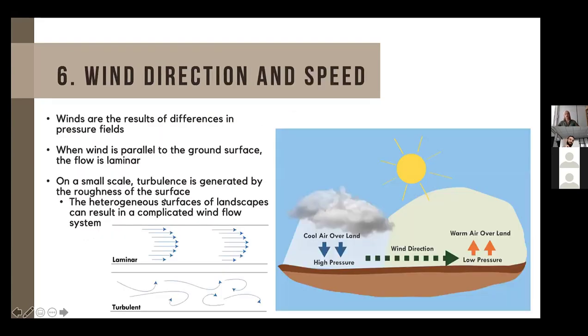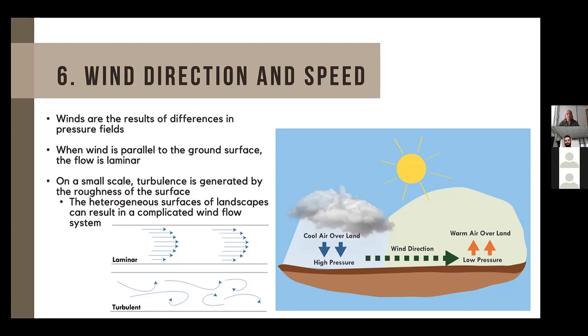Then we'll move to the last aspect of the microclimate, which is the wind direction and the speed. So as can be seen from this picture, winds are the results of differences in pressure fields. So winds always move from high pressure to low pressure. Yeah, and when the wind is then parallel to the ground surface, the flow is said to be laminar.